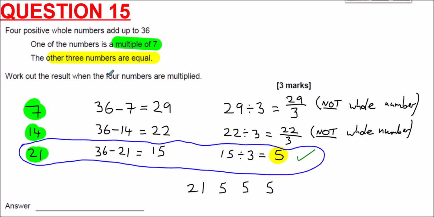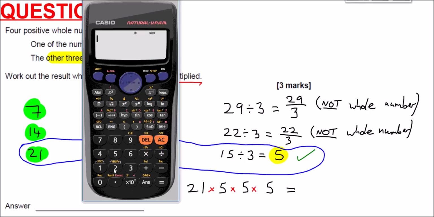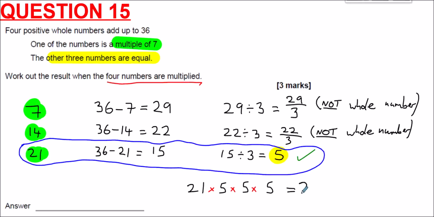We need to work out the result when the four numbers are multiplied. So these are the four numbers. We need to now multiply these together to get the answer. So 21 times 5 times 5 times 5, or you could do 21 times 5 cubed if you wanted. Doesn't really matter. You should get 2625. So the final answer to this one is 2625.